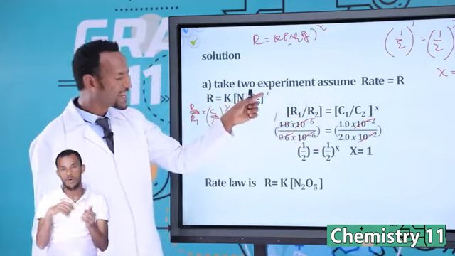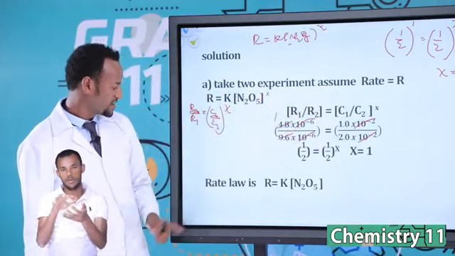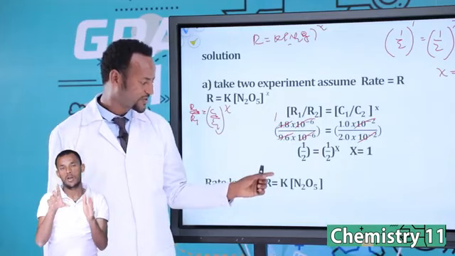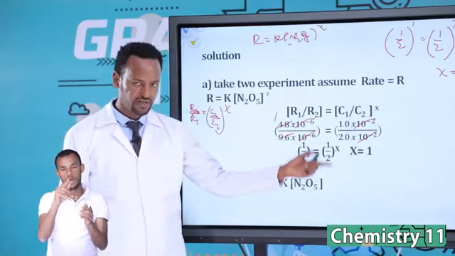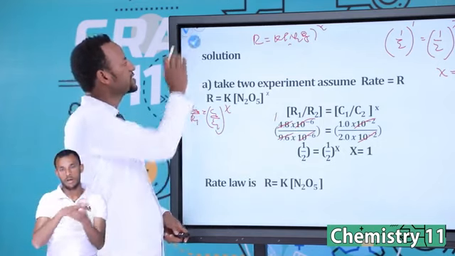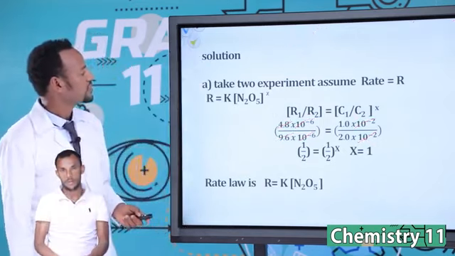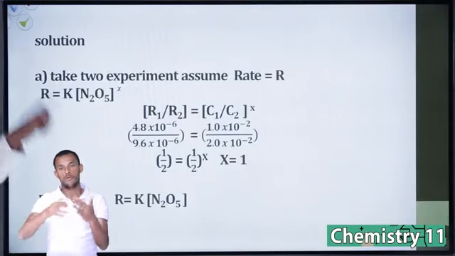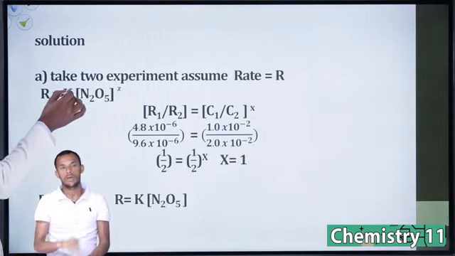Therefore, what is the order of this reaction? The order of the reaction is 1. Therefore, the rate law is R is equal to K [N2O5], the power of 1. First order reaction. The second point here is, what is the value of the rate constant? Determine K.